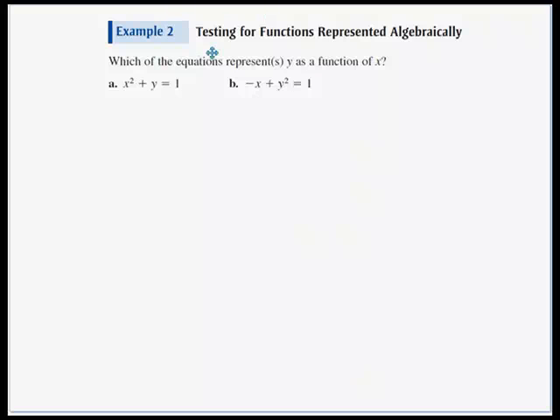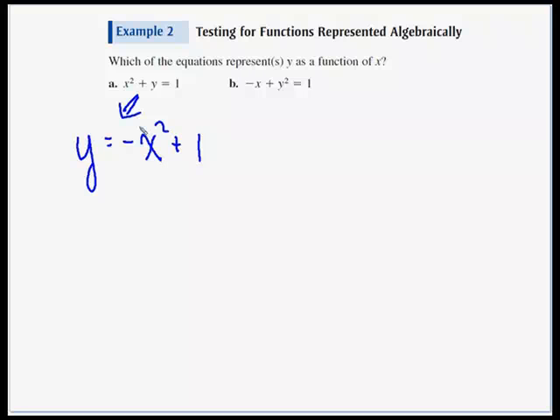Example 2. Testing for functions represented algebraically. So which of these functions represents y as a function of x? So what we want to do is solve them for y. This first one, letter A. My y is right here. I want to get it alone, so I'm going to subtract x squared. Y equals negative x squared plus 1.